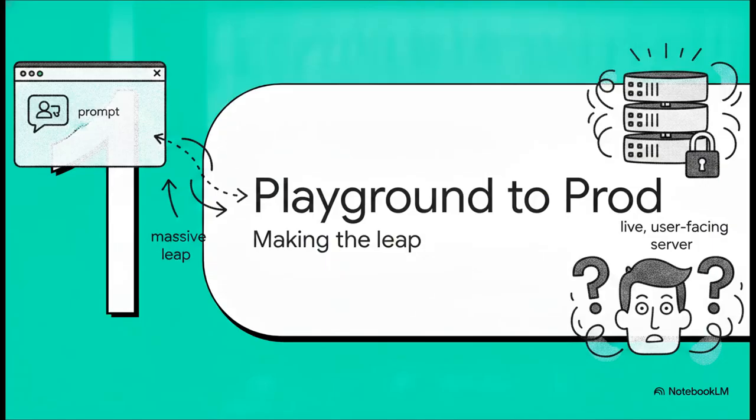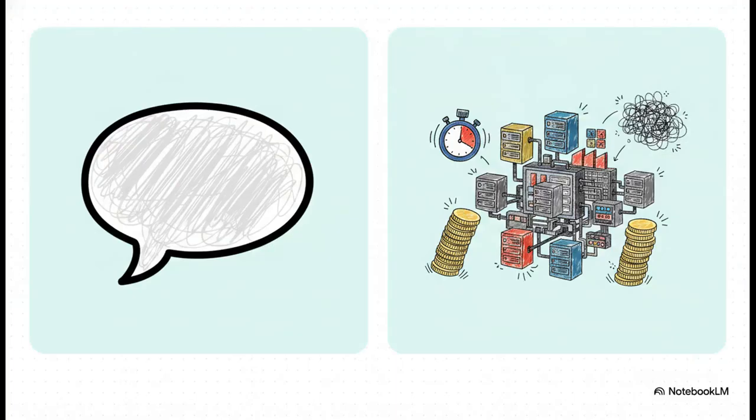Section 1. Playground to production. Taking a prompt from a comfy web browser and deploying it onto a live user-facing server, yeah, that introduces a pretty harsh reality check. In a chat interface, if a model gives you a weird or poorly formatted answer, it's no big deal, right? You just rewrite your prompt, hit enter, and try again. But out in the wild, in a production environment, speed, cost, and reliability are literally what dictate your success.